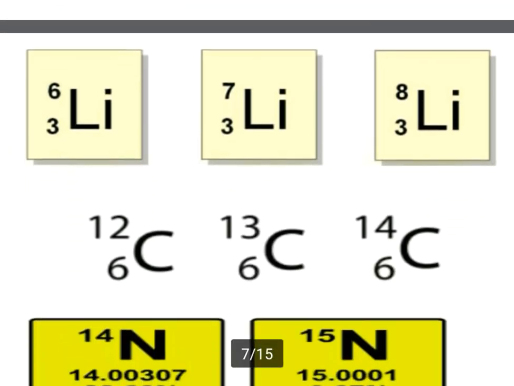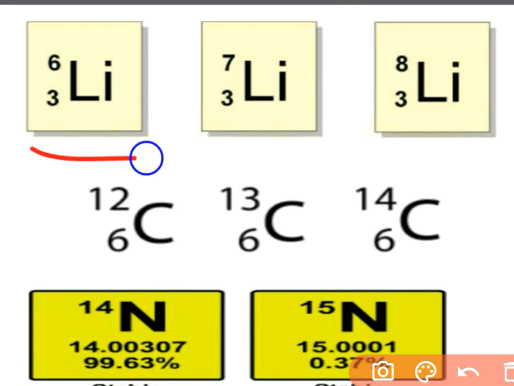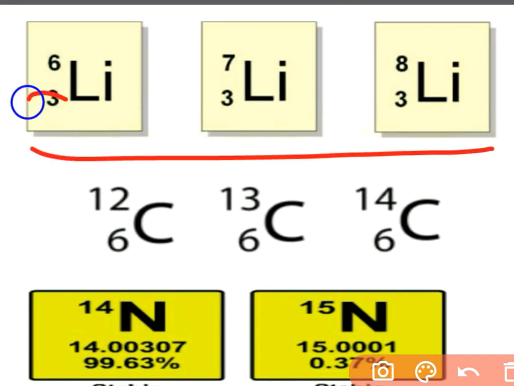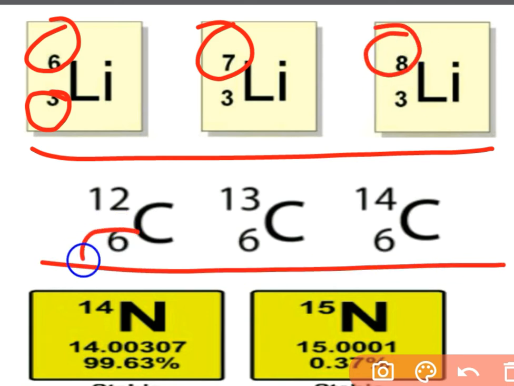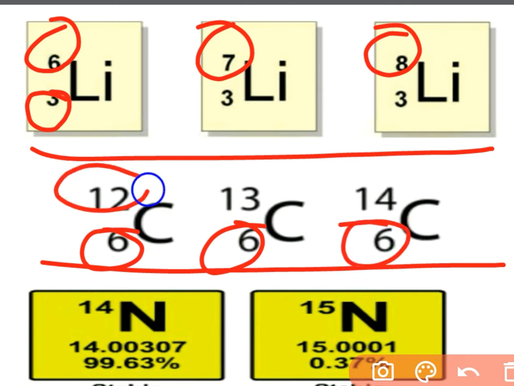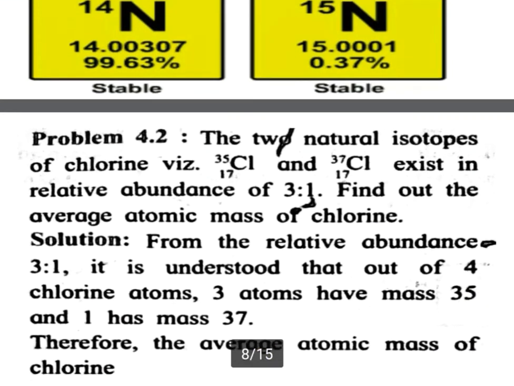Here are the examples of isotopes. See, in case of lithium, atomic number is same, that is number of protons are same, but mass number is different. Similarly, in case of carbon, atomic number, that is number of protons, is same, but number of neutrons is different, therefore mass number will also be different. So these are the examples of isotopes.